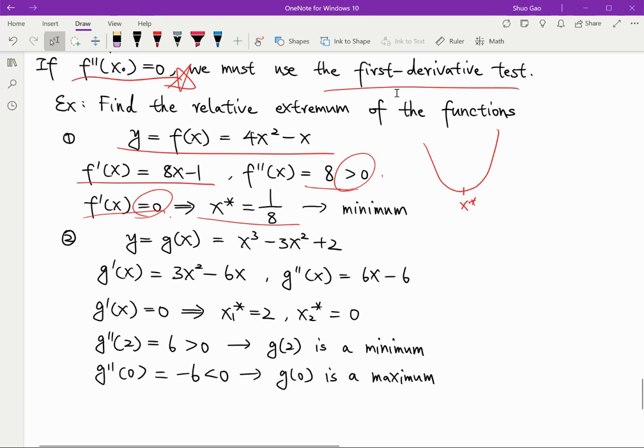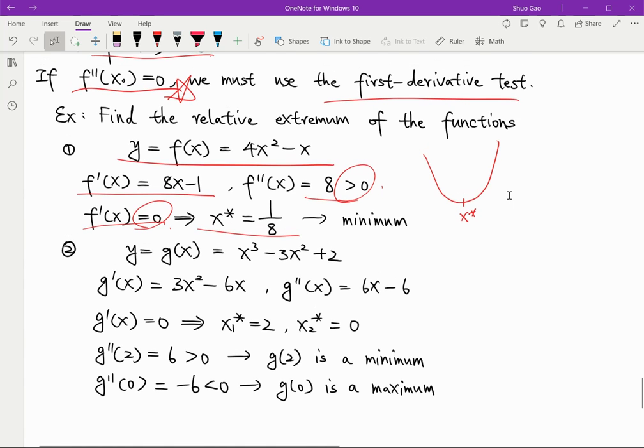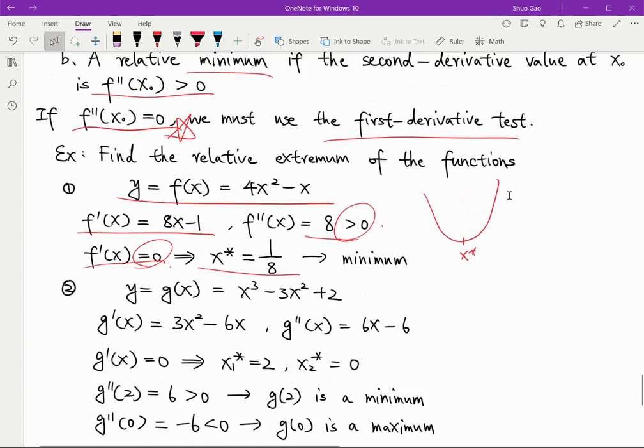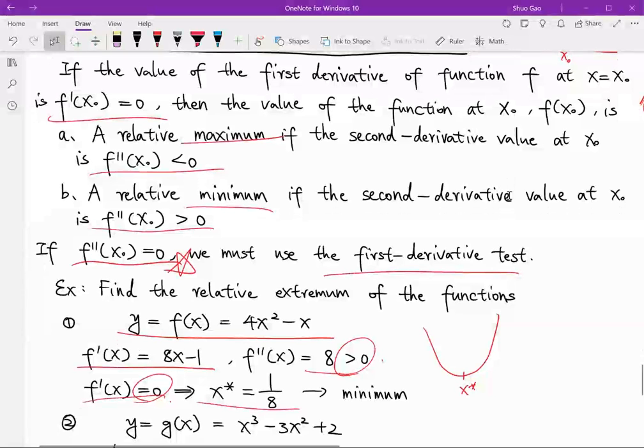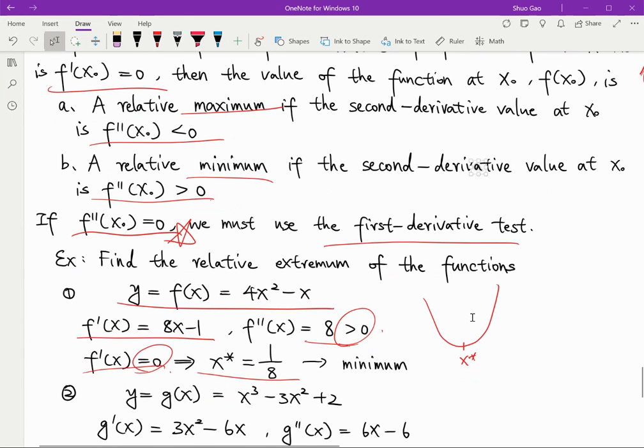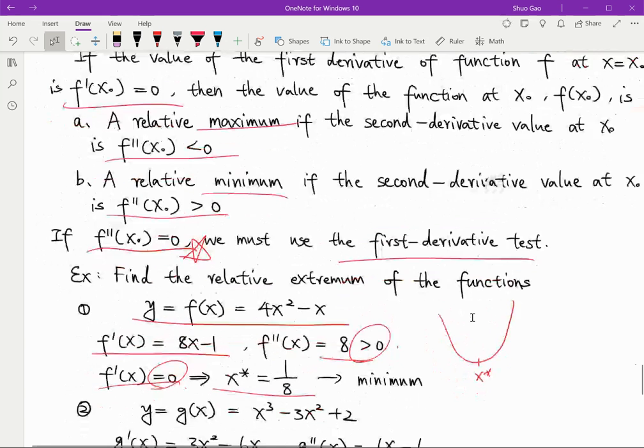And because the second derivative is a positive number along the curve, no matter which point you choose, that means at the point 1/8, the second derivative is a positive number. So based on the second derivative test, this should be case B, right? So x star is a relative minimum based on the test.